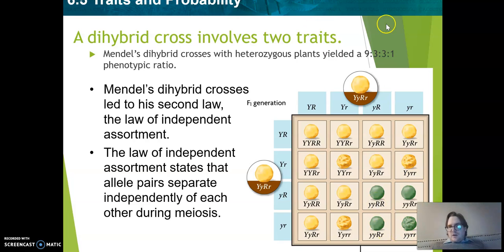And only this one here, which is the one that's up here, this one is green. That's the homozygous recessive color and homozygous recessive shape. These guys also have that homozygous recessive shape.